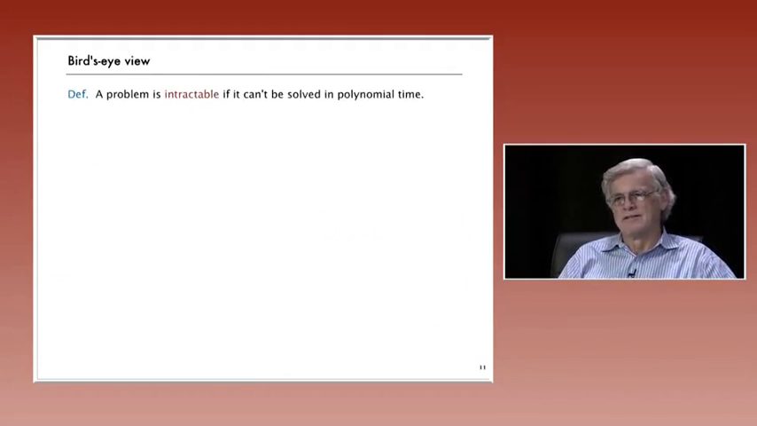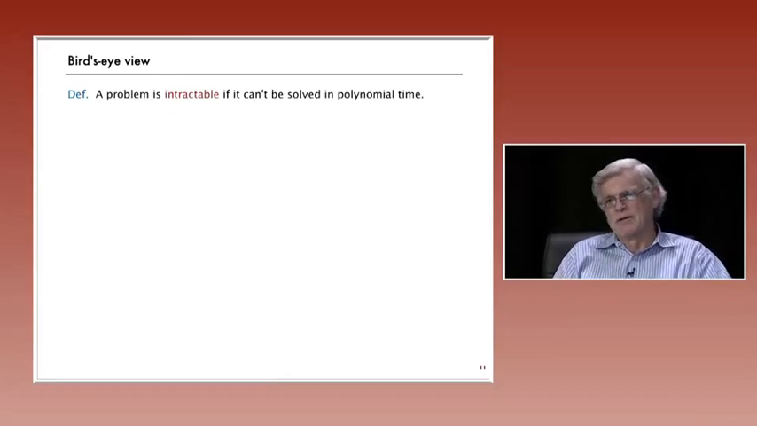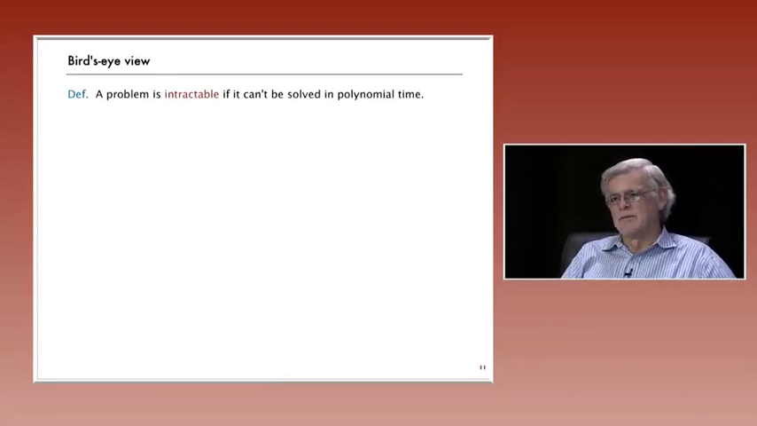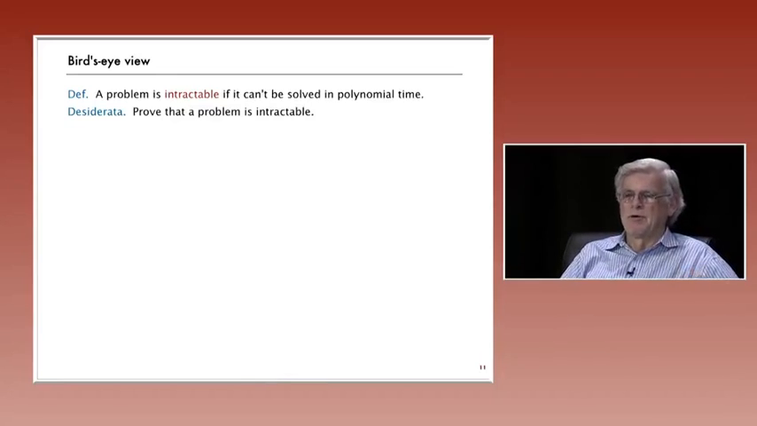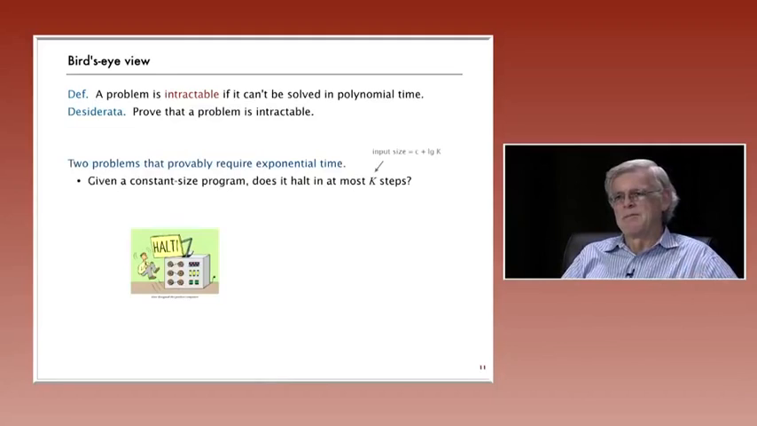This is a similar bird's eye view to when we introduced classifying algorithms when we were talking about reduction, and reduction is a very important tool in this theory as well. So what we're going to say is a problem is intractable if you can't guarantee that you can solve it in polynomial time. So what we want to do is prove that the problem's intractable.